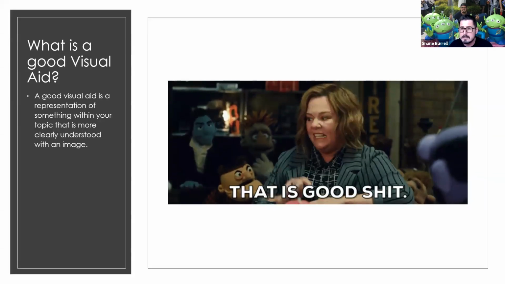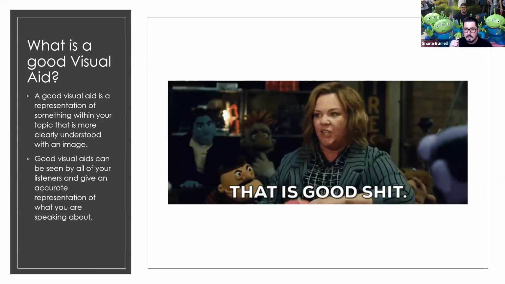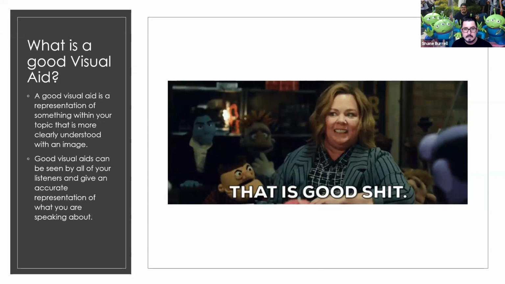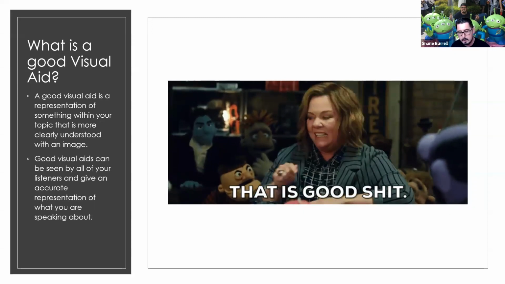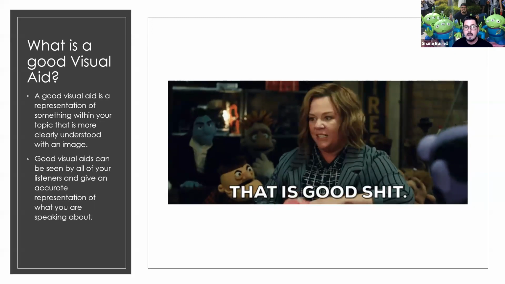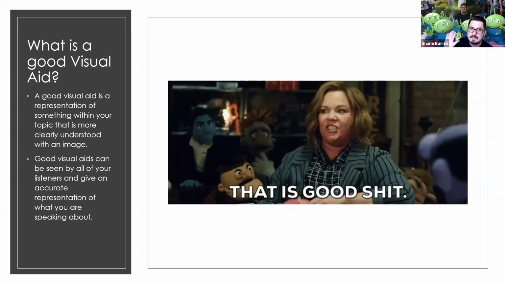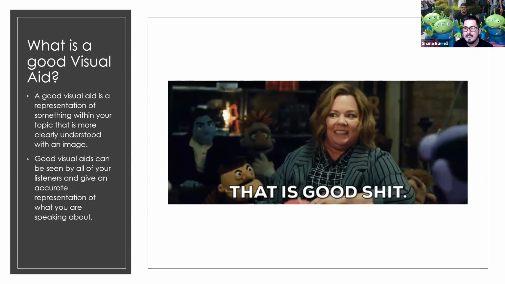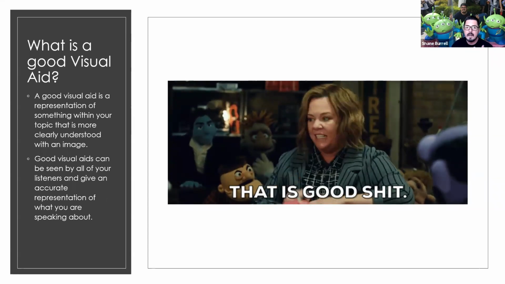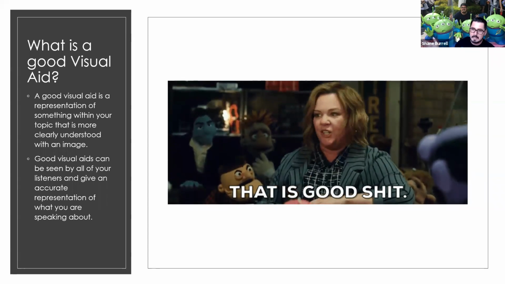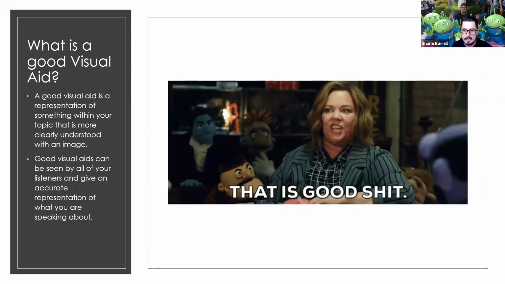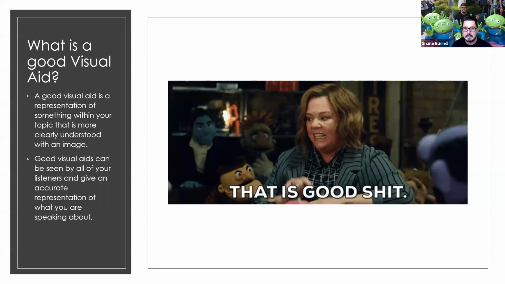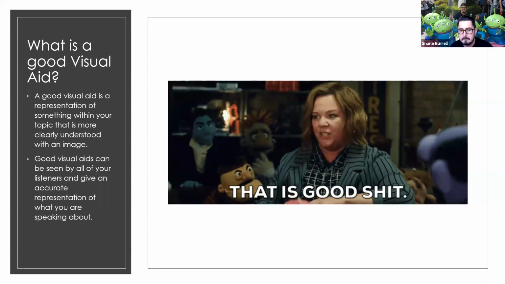Good visual aids can also be seen by all of your listeners and have an accurate representation of what you're talking about. Going with the same example of Tokyo, you can't really see the people around me, and I did this out of consideration to the Japanese people because they don't like having their faces in photos, for their own sake and privacy. This is Tokyo Disney, and I will show you my other photos of Tokyo in later videos. But yes, it should give an accurate representation of what you were actually speaking about.